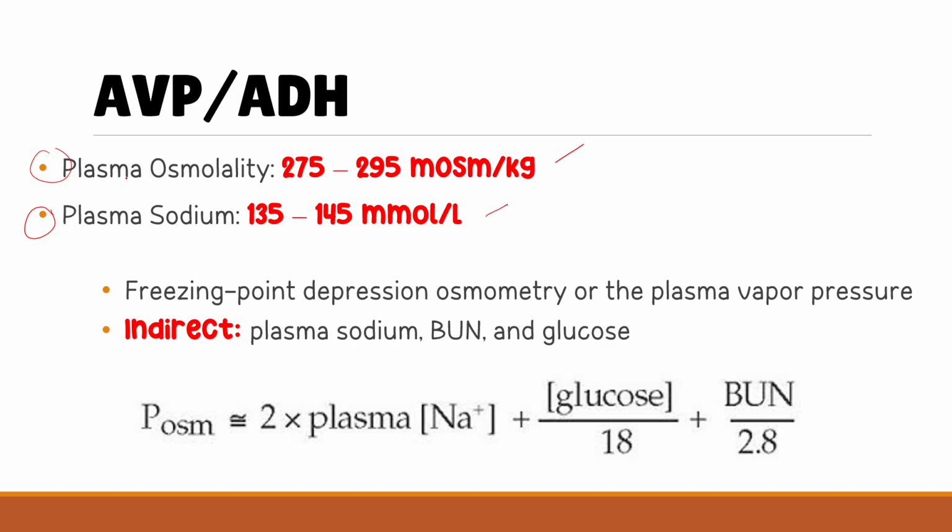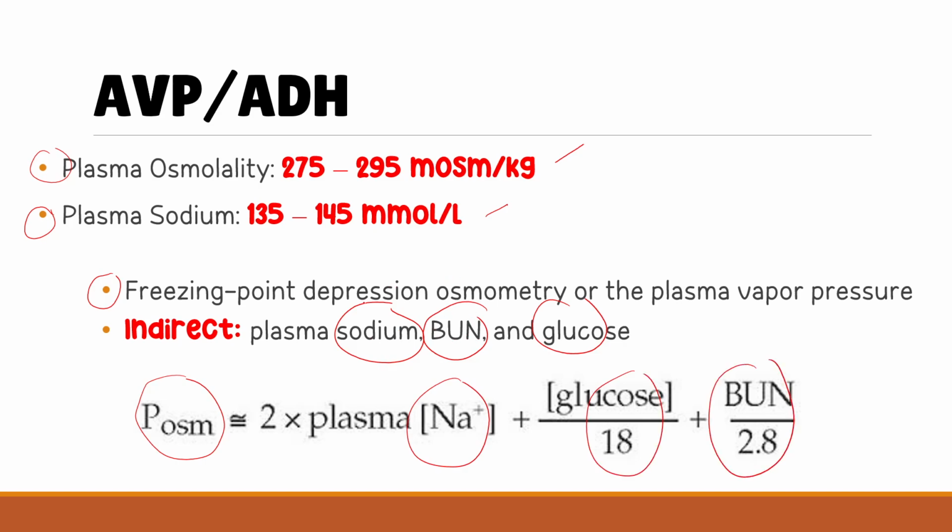So, to measure osmolality, we could use your freezing point depression osmometry or your plasma vapor pressure. But we could also indirectly measure osmolality by getting the concentration of these three things: your sodium, your BUN, and your glucose. And recall this formula to measure your osmolality: multiply the sodium by 2, divide glucose by 18, divide BUN by 2.8, and then add all those values, then that is already your plasma osmolality. Okay?